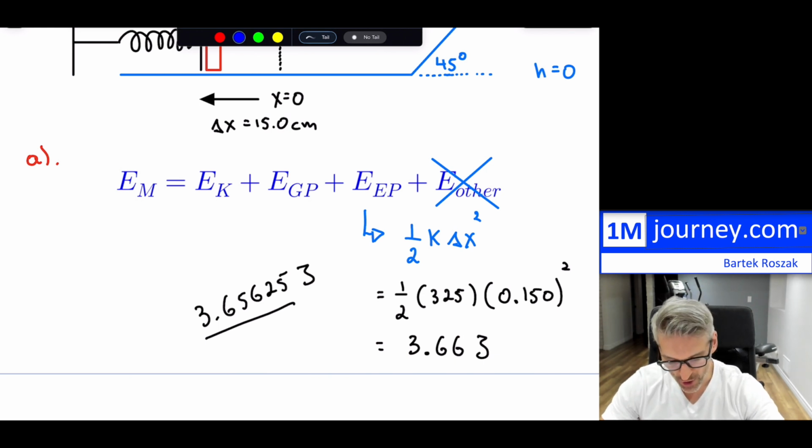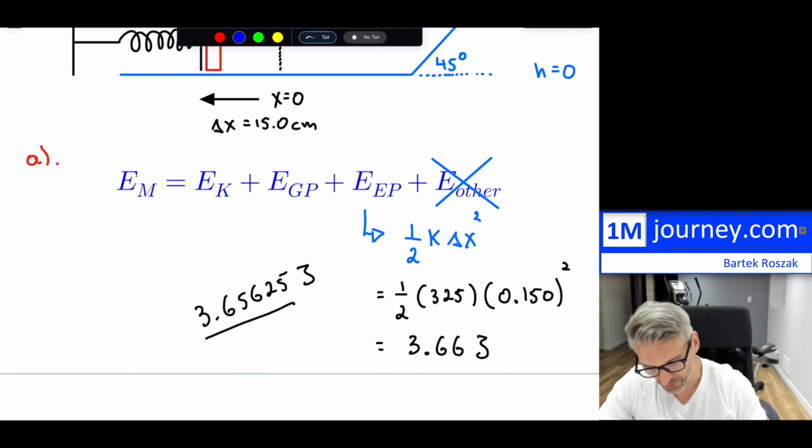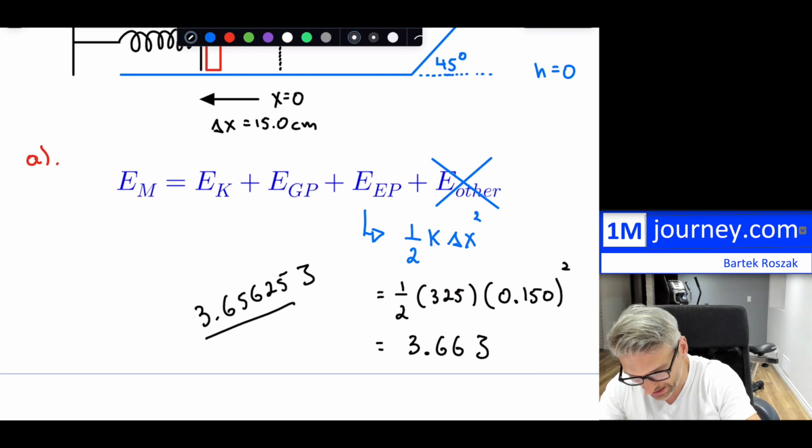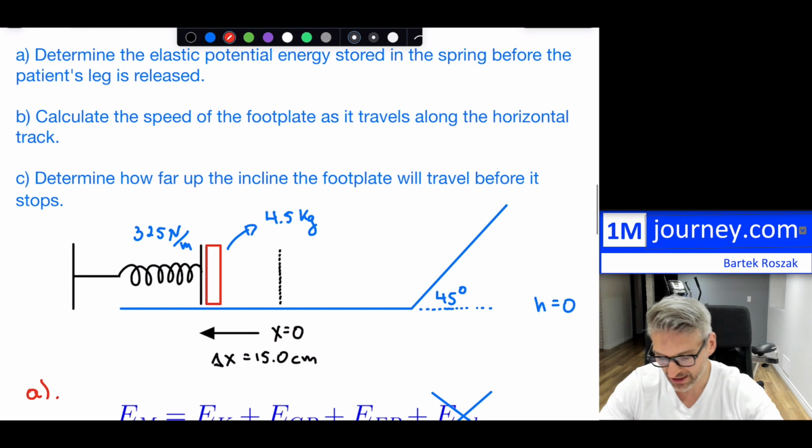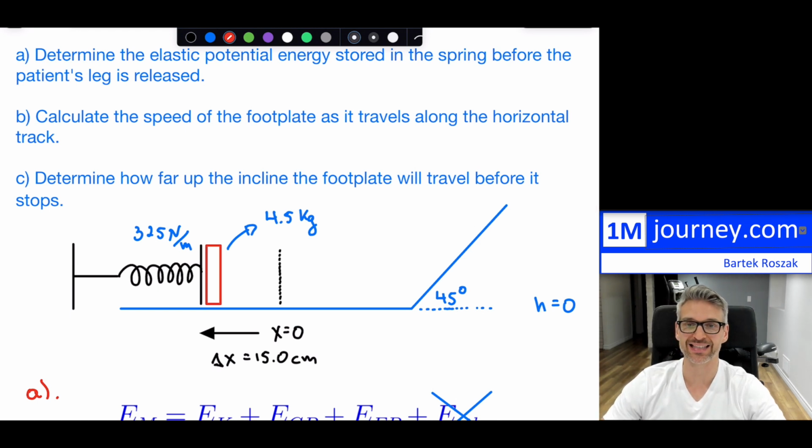That's if there was no friction or no change to any other form of energy. Okay, so now next, part B. Calculate the speed of the foot plate as it travels along the horizontal track.